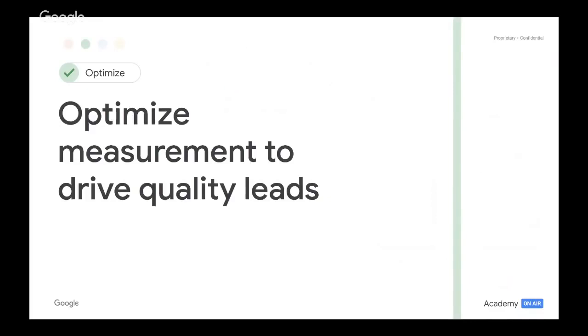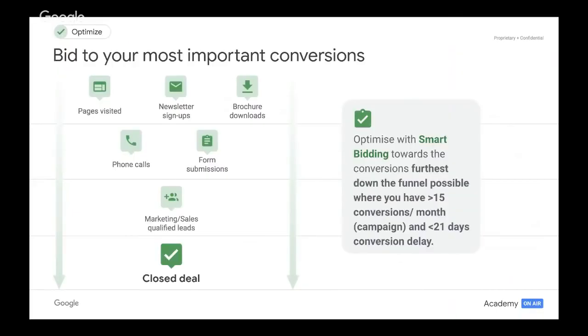So that brings me nicely into how we actually optimize our measurements to drive these high quality leads. What's important here is that you are bidding to your most important conversions, okay? When I talk about most important conversions, I'm talking about the conversions which most closely reflect the revenue that we're driving. So in this scenario, what we're looking at is a closed deal, because the closed deal is what ultimately allows my business to make money, okay?